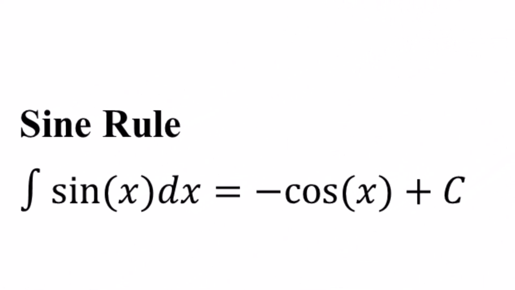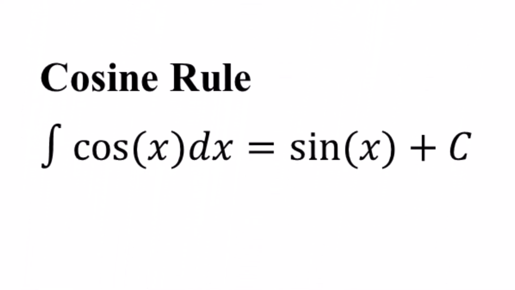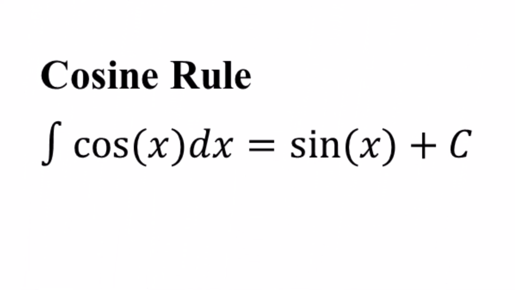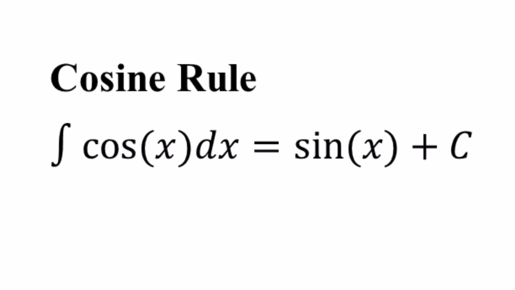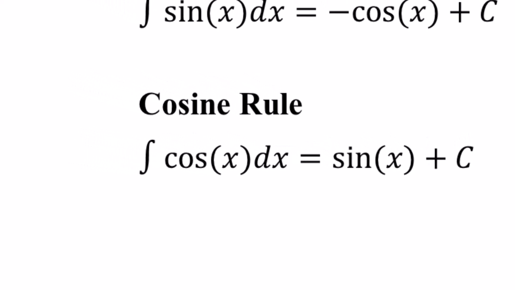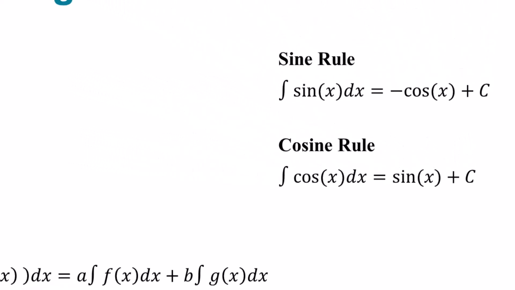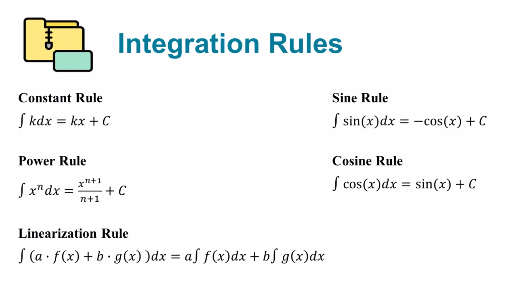The sine rule tells us that the integral of sine of x is equal to negative cosine of x. And the cosine rule tells us that the integral of cosine of x is equal to sine of x. Now remember that these rules are about general antiderivatives, so don't forget to add the plus c in each case.